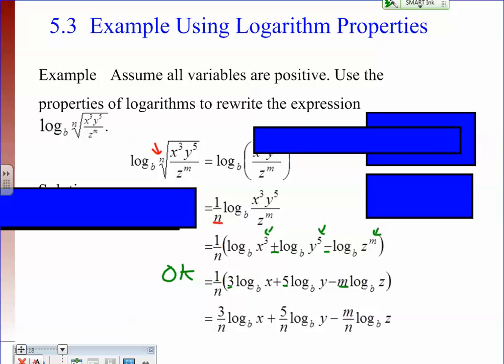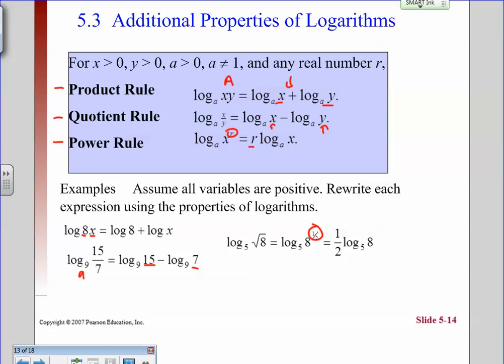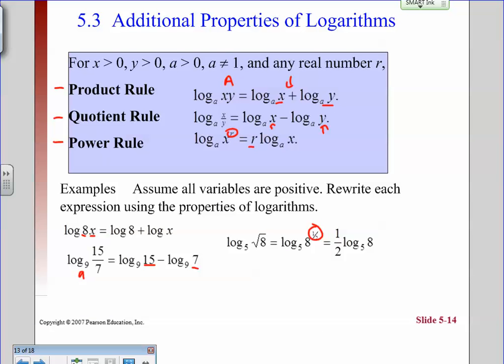The book goes one step further. They get rid of the parens and they write it all out like this. They just multiply 1/n times everything, and it's just those numbers in front divided by n. Okay, so not as bad as it looks when you first saw it, but if you're not real good with these power rules, the power and quotient rules, it can be a little challenging when you first try these problems. So refer back to those, write those down if you need to, because you're going to be using those on the problems for homework tonight.